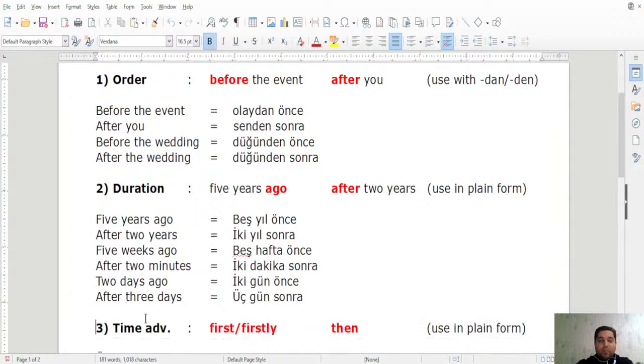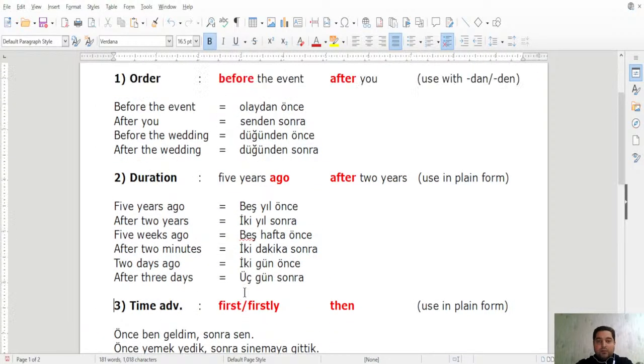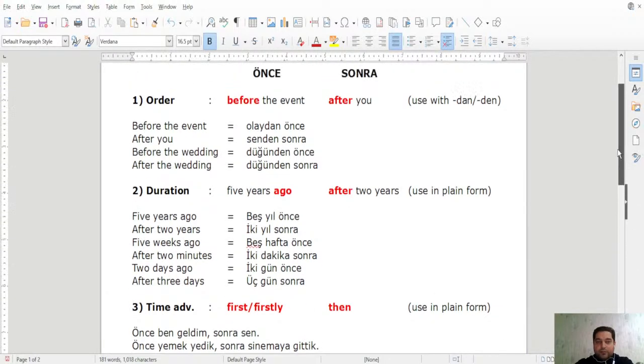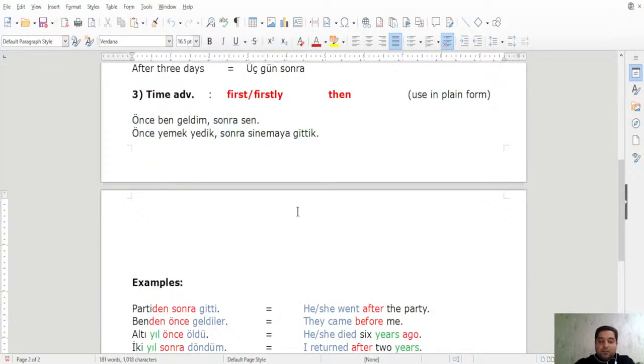Let me put it this way, so that you see everything in one page. The first use is for order, before and after, which is used with the case endings. Second, we use it for duration, to specify duration. 5 yıl önce, 2 yıl sonra, right? 5 hafta önce, 2 dakika sonra, and so on. And last, we use it as a time adverb to specify something that happened in one point in time. Önce and sonra. Let's do a couple of examples here.